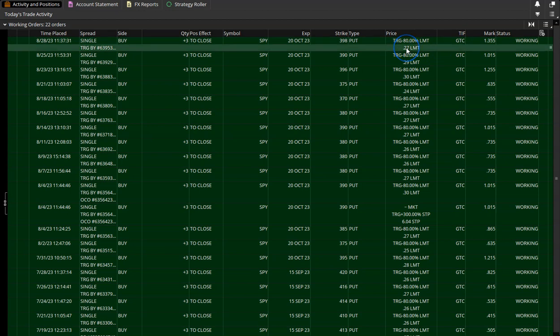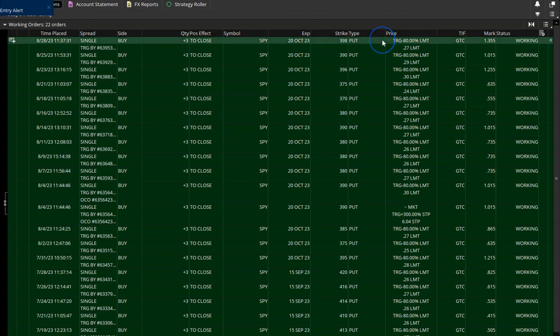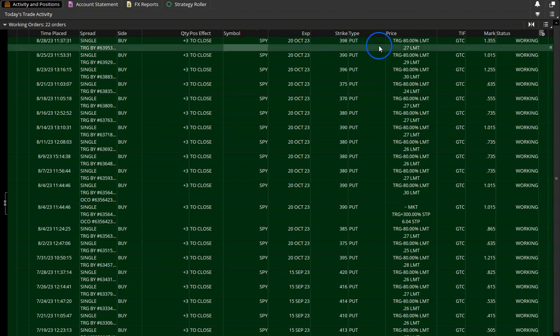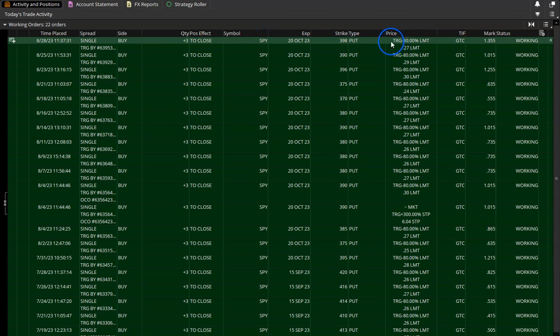It's going to hang in there until we hit a 27-cent debit. That's my exit. Or if the market rolls over and I'm facing the decision to either take shares and figure out what to do with them, then I will probably have to cancel this order. If I'm going to take an assignment, this order will need to be canceled manually.